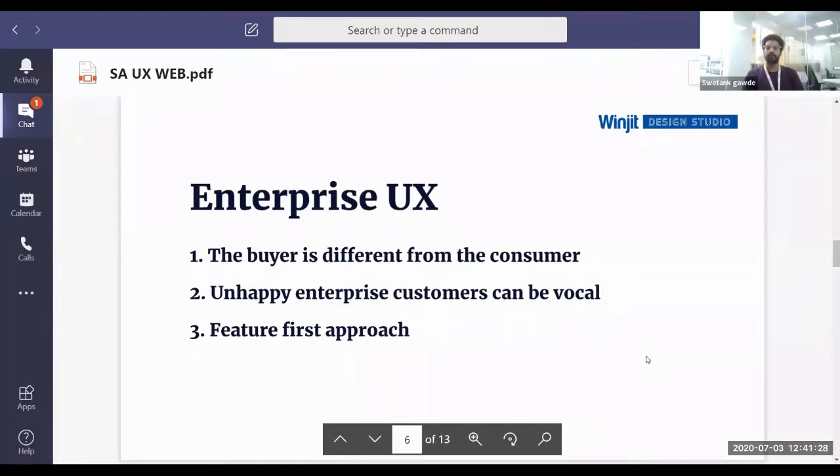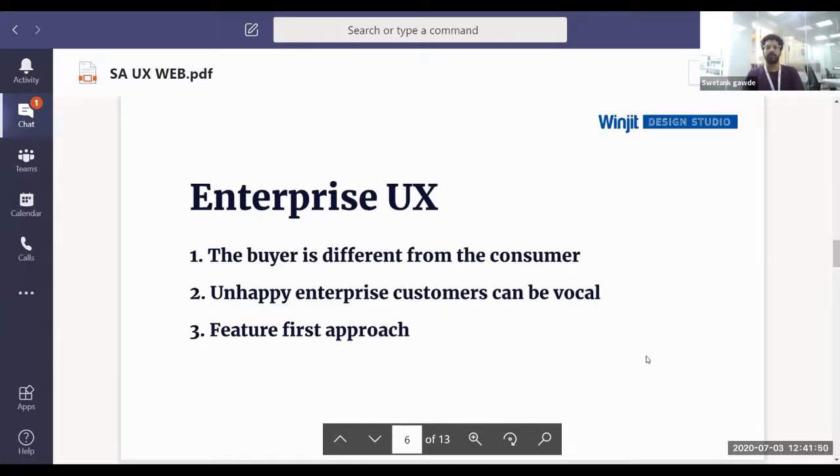So in terms of UX process, there is no significant difference, okay? But in terms of approach, there is a significant difference, okay? When we say there is a significant approach difference, we have to understand there are two different types of users. The first is the customer who actually buys the product, and the other is the end user who actually uses the product. This is in terms of enterprise experience.